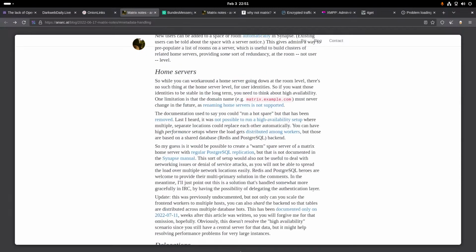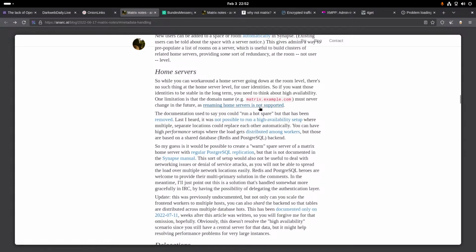So while you could work around a home server going down at the room level, there's no such thing at the home server level for user identities. If you want those identities to be stable in the long term, you need to think about high availability. One limitation is the domain name, matrix.example.com, must never change in the future, and renaming home servers is not supported. Documentation used to say you could run a hot spare, but that has been removed. And last I heard, it was not possible to run a high availability setup.